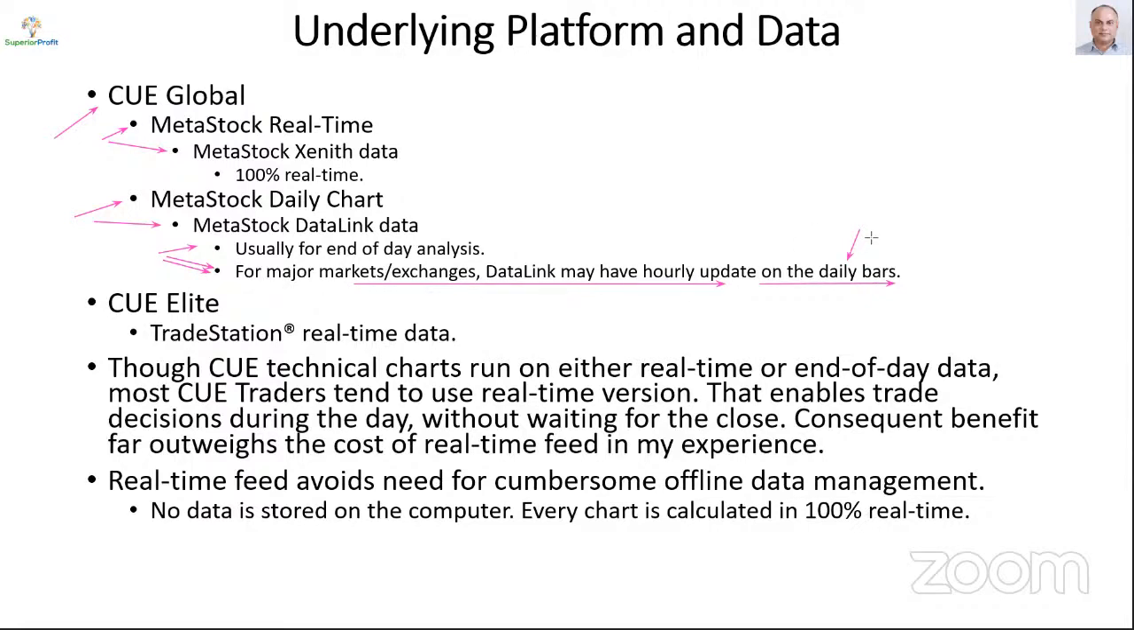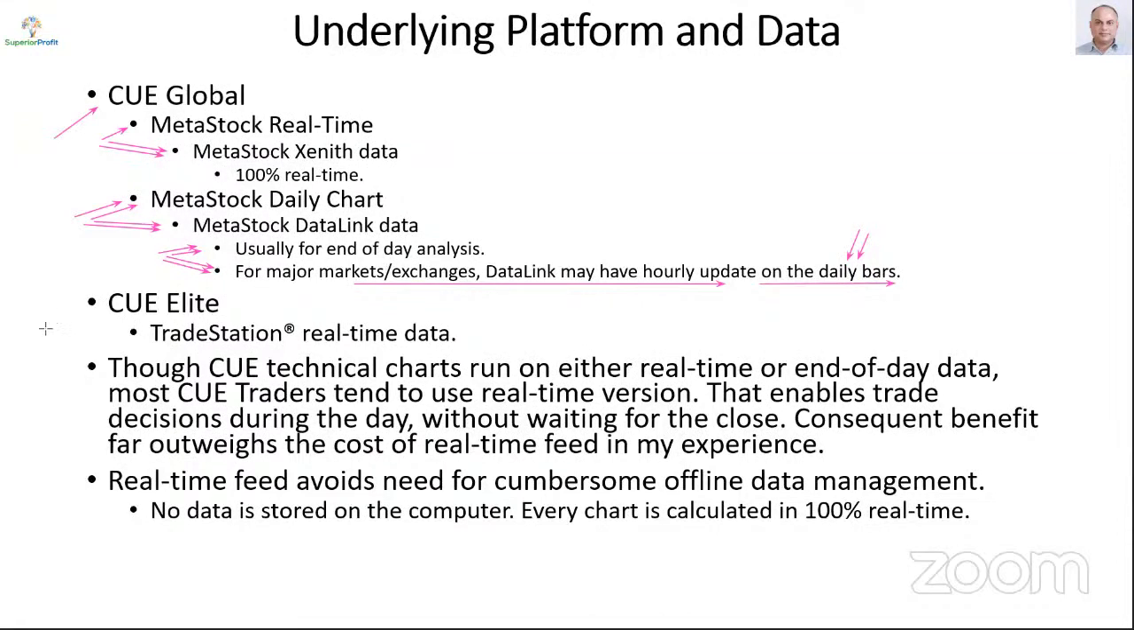I think it is not useful for intraday trading. Even for end of day trade entry, I will not use data that is lagging by 1 hour. That is a long delay. But I mentioned it because Metastock data link has that option. I will say if you are only interested in end of day analysis, then you may use Metastock daily chart also. And if you want real-time analysis, you may use Q Global with Metastock real-time.